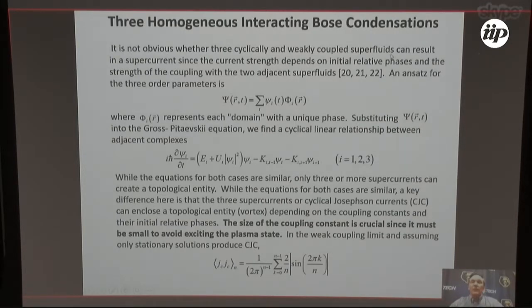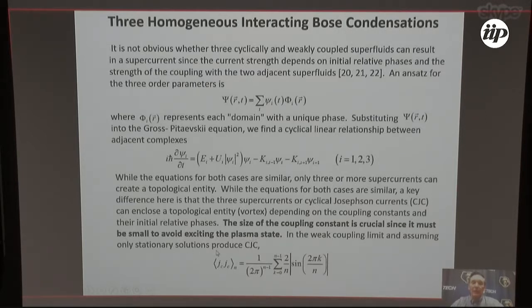Three homogeneous interacting Bose condensates. This is sort of interesting in the sense that you can create a cylindrical relationship between three of these entities. And while the equations are similar, three more supercurrents can create a topological entity. But the issue there is, do they have enough coupling strength to do that? The size of the coupling constant is crucial, because it's got to be small to avoid the Josephson plasma state.